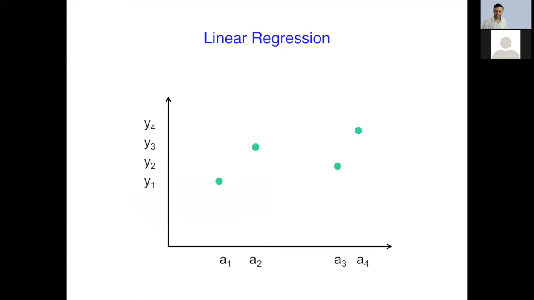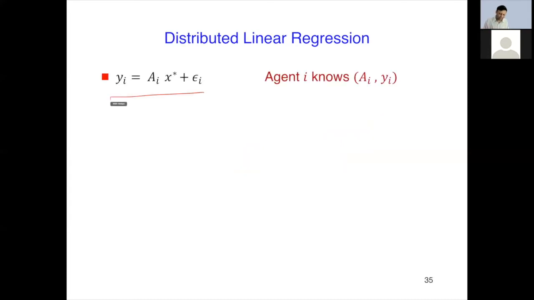In general, like I said earlier, the data may be noisy. Maybe it doesn't belong to a straight line perfectly, but maybe you can fit a straight line well enough. And this may happen if there is some kind of noise in the system. So these yi observations are linearly related to ai, but there is noise. And so in general, the equation may look like this: yi equal to ai x star. There exists an x star such that this is true. The agent only knows ai and yi.